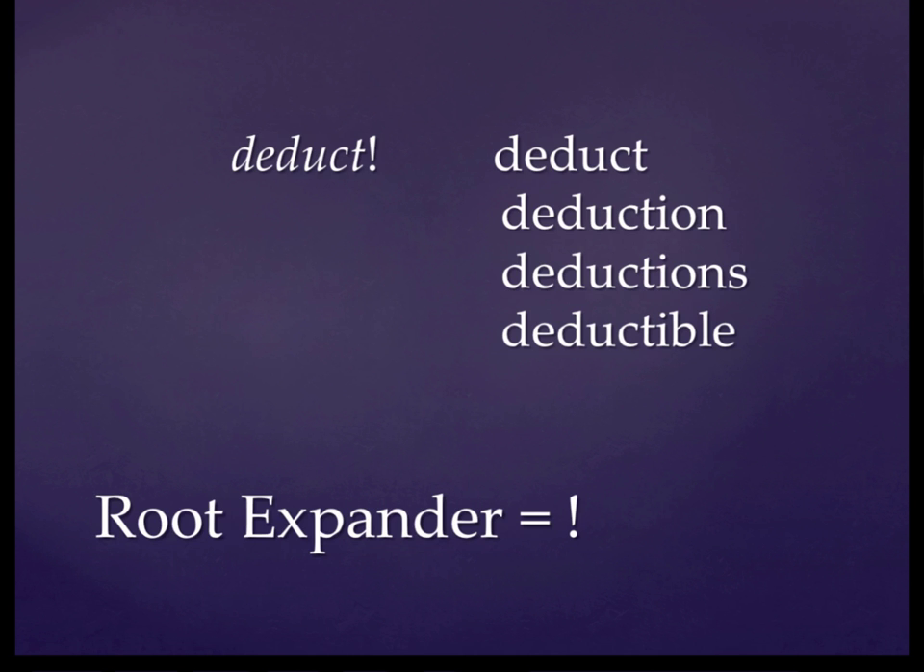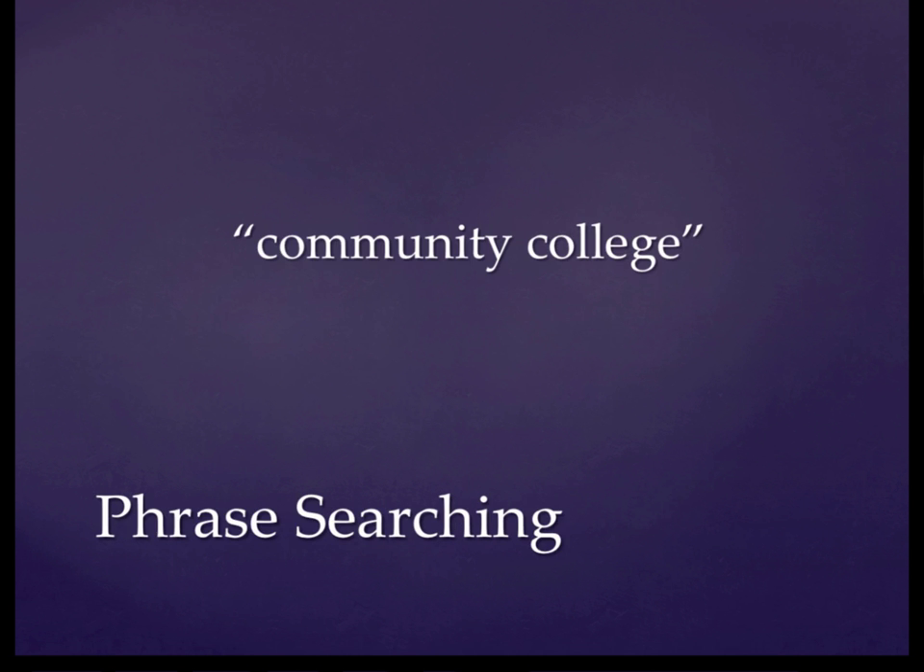For some terms, we will want to use phrase searching by adding quotation marks. Community college is a phrase search we could use. We're asking the database to search for the entire phrase together, not just the individual terms.